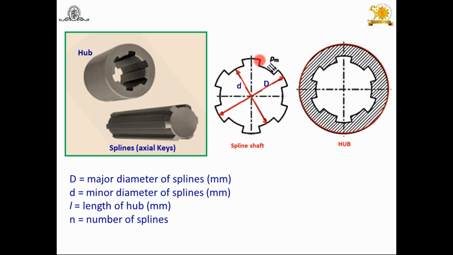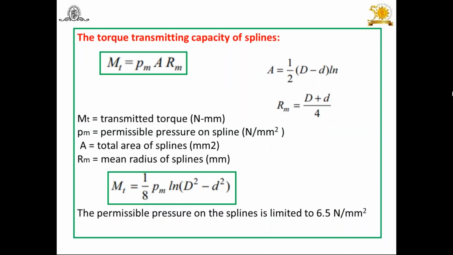And again here, we have to consider the length where the hub comes in contact, the length of the hub. So along the length L, into number of splines n, into 1/2 capital D minus small d is the area. And I have written here, therefore, area to transmit this torque is 1/2 into capital D minus small d into L into N. Try to understand.